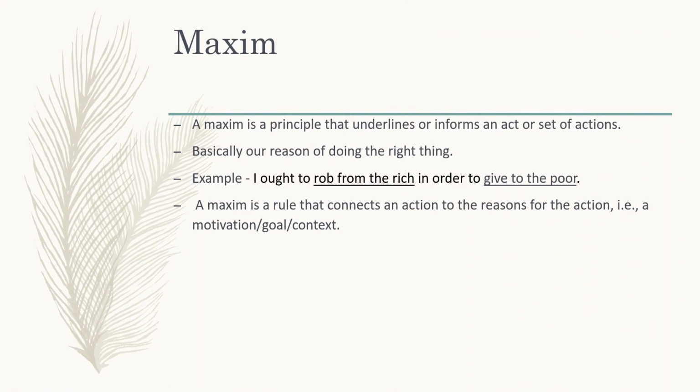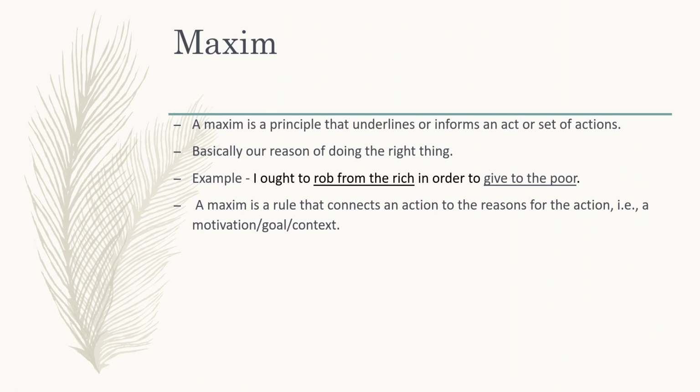A maxim is a principle that underlies or informs an act or set of actions. In easier words, a maxim is a rule that connects an action to the reasons for the action, that is, a motivation or goal or context. Let's understand this with the help of an example. I ought to rob from the rich in order to give to the poor. So here the action is rob from the rich and the reason for the action is to give to the poor. Basically, our reason for doing the right thing.